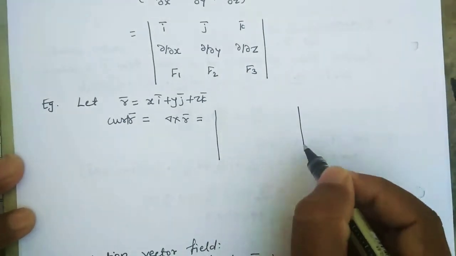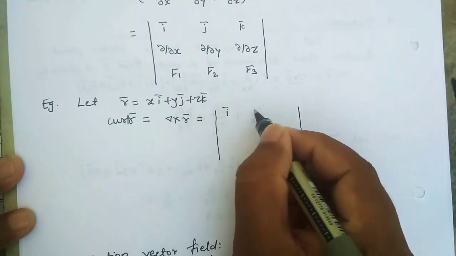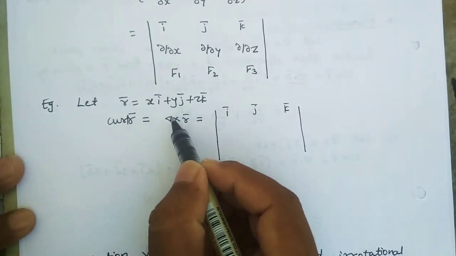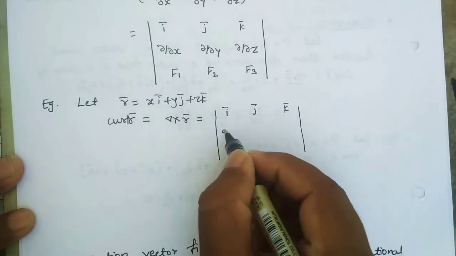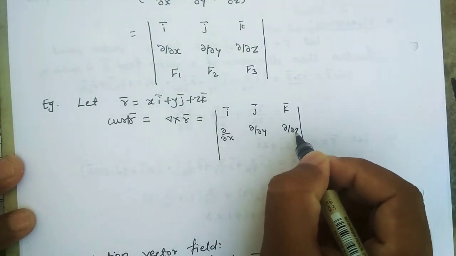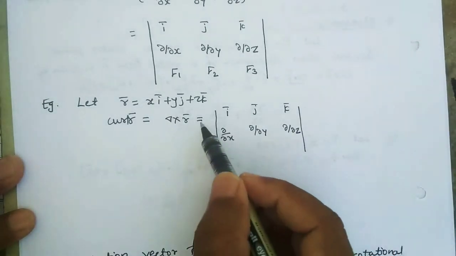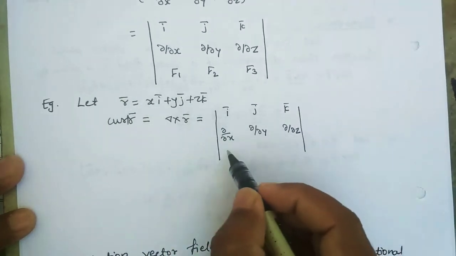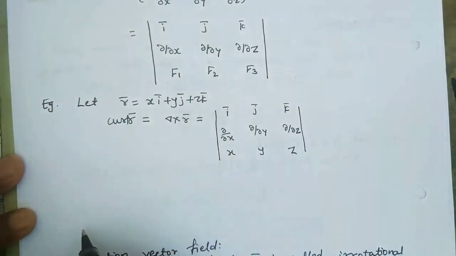determinant of, the first row is fixed: i bar, j bar, k bar. Second row is the coefficients of i, j, k from vector del. So it is del by del x, del by del y, del by del z. And the third row is the coefficients of i bar, j bar, k bar from the second vector. So it is x, y, z.